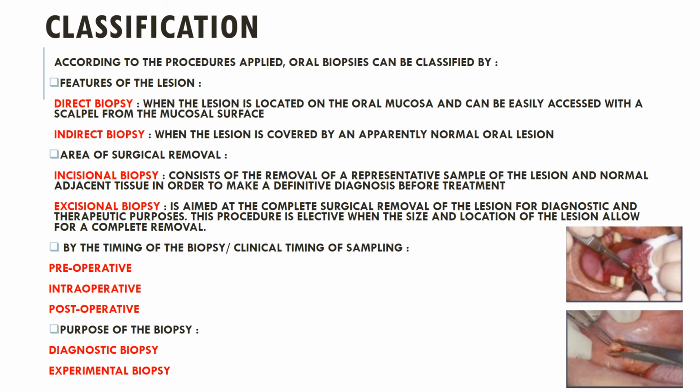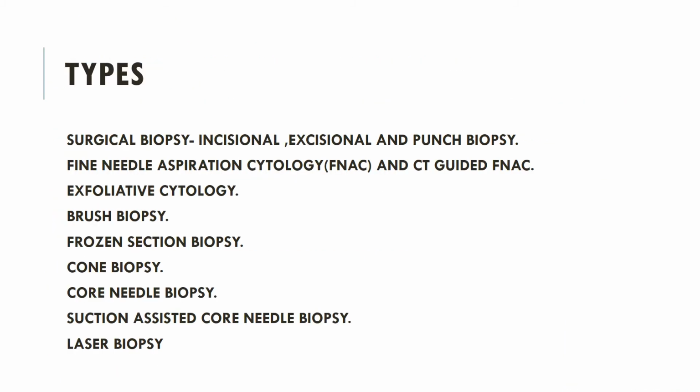So the biopsies are classified on these four types. Now, what are the types of biopsy? These all are the various types of biopsy. First is the surgical, in which there are incisional, excisional, and punch. The next is the fine needle aspiration cytology and CT guided FNAC. Then there can be exfoliative cytology, brush biopsy, frozen section, cone needle, then suction assisted core needle, and laser biopsy. So these are the various types of biopsy which I'm going to explain one by one.